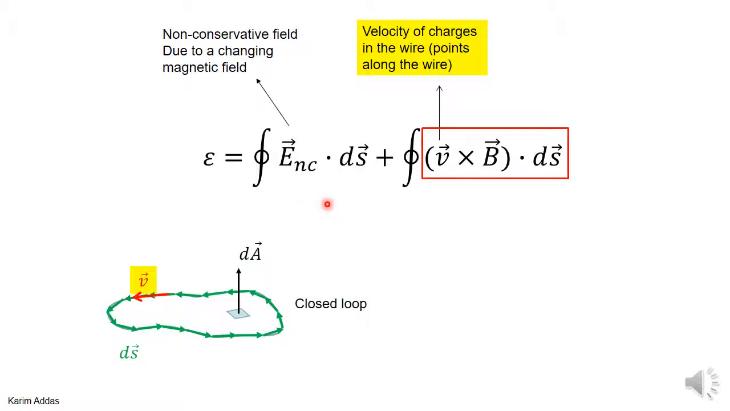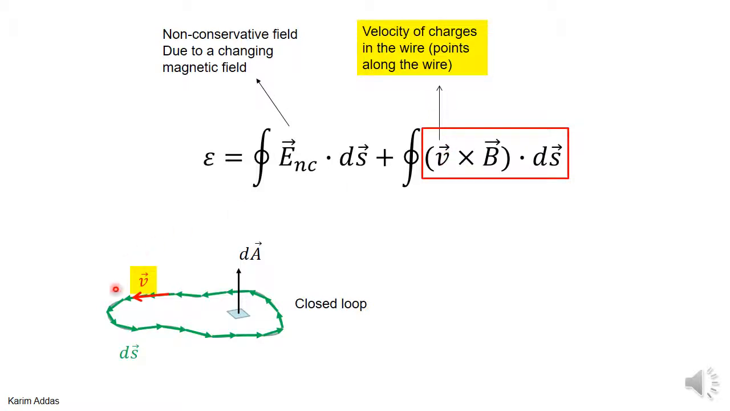So the only two terms that could be non-zero are the integration of E non-conservative dot ds, due to the non-conservative electric field part, or this other one. So let's see if this one is going to contribute or not. It's going to turn out to be zero. Let's see why.